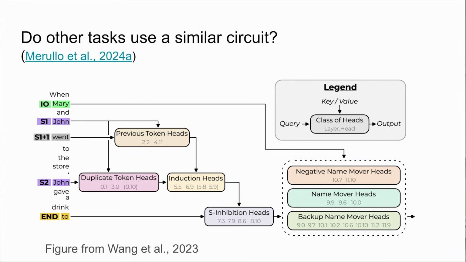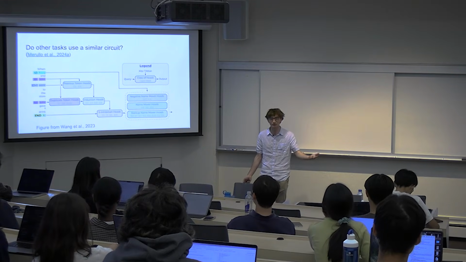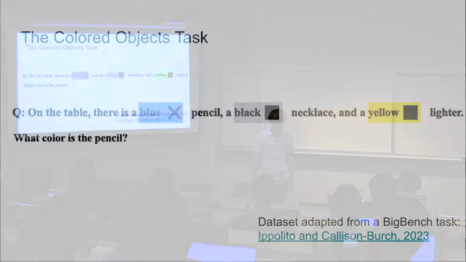So this was a question I had during my PhD that I wanted to look at: do other tasks use a similar circuit? It doesn't have to be indirect object identification. All these functional parts seem totally legit and totally general purpose. Surely, they're used all the time to do stuff, right? Induction heads, for example, are used all the time. Is there a broader picture there?